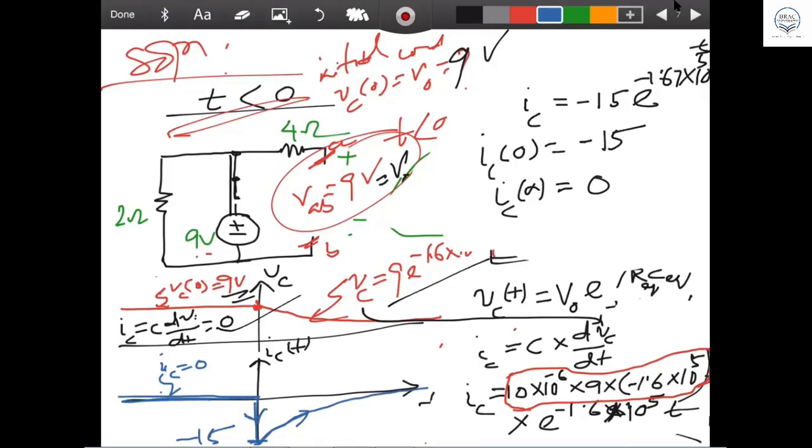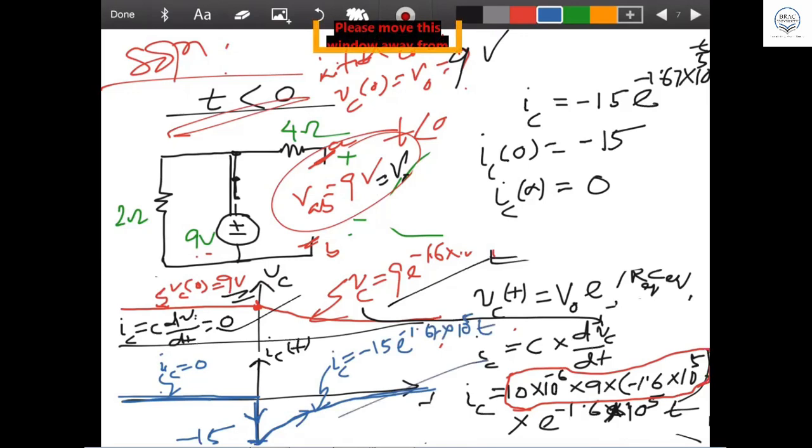Now, I'm asking one question, any of you can give me the answer. What is the equation for this line? Sir, minus 15 e to the power minus 1.67 into 10 to the power 5t. Excellent. Good. I think that's the end of today's class.